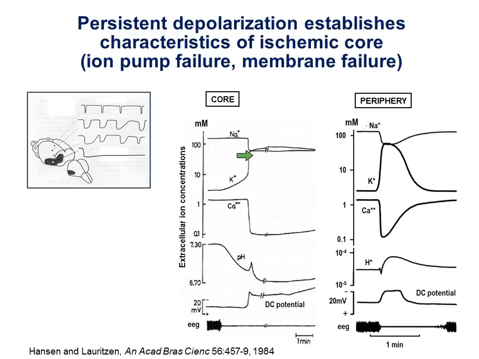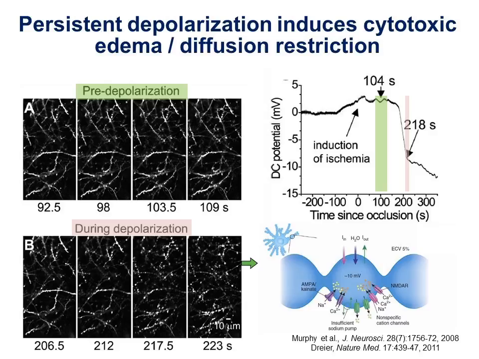As a further consequence of the loss of ion homeostasis, there's also a net movement of water into cells following the sodium and calcium. What this does is cause a beading, as shown in this cartoon, of the dendrites to accommodate the increased intracellular volume, and this is what's known as cytotoxic edema.